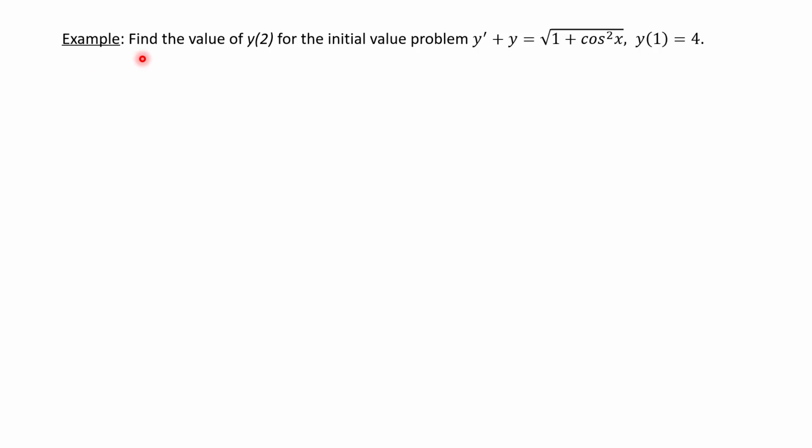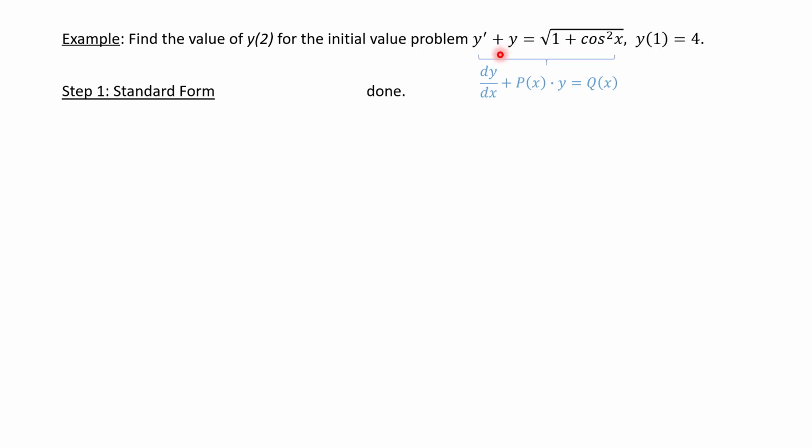Let's try another one. Find the value of y of 2 for the initial value problem. Y prime plus y equals square root 1 plus cosine squared of x. And then it's an initial value problem, so there's got to be given some more information. And so also we know that when you plug in 1 into the function y, you get 4. Okay, so standard form, step 1, done.